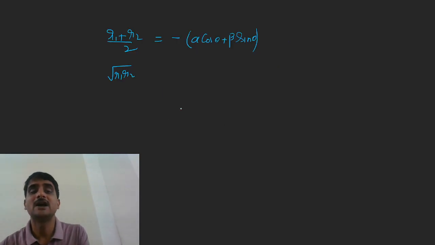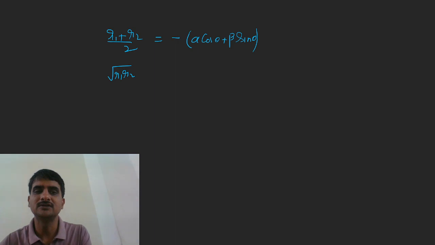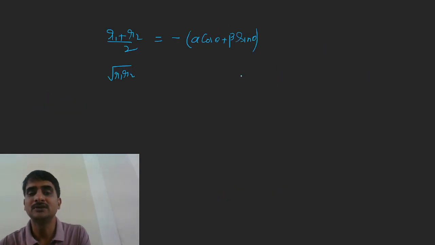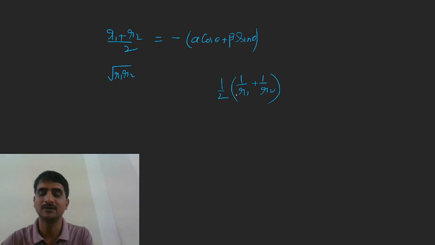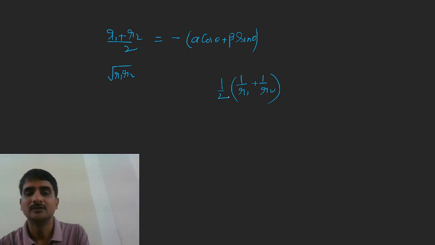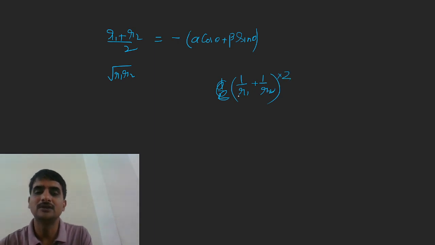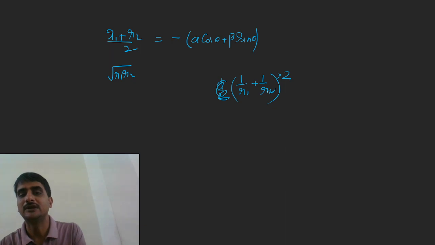If they had asked for the harmonic mean, there were three parts actually, the harmonic mean would be 2 divided by (1 by R1 plus 1 by R2). So this is the harmonic mean, and then you take the LCM, so it is 2 R1 R2 upon (R1 plus R2). So that's it.